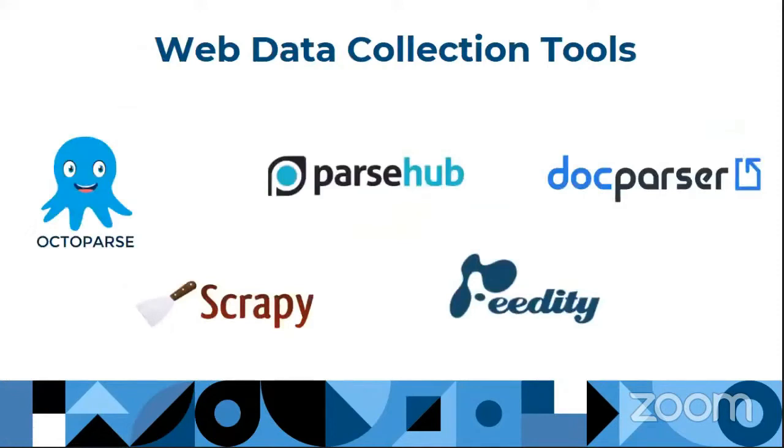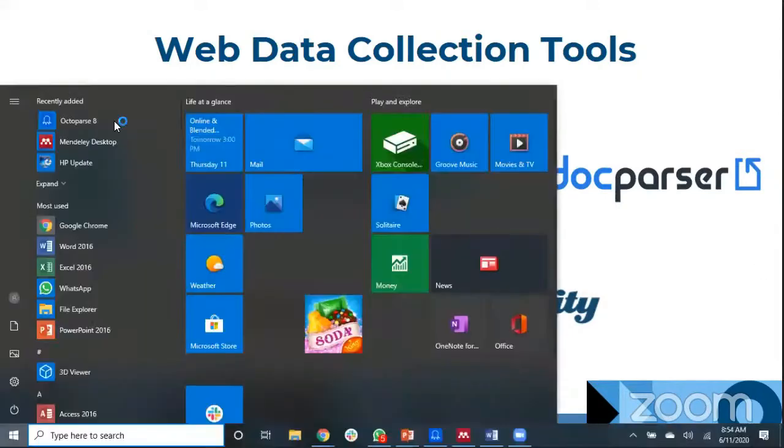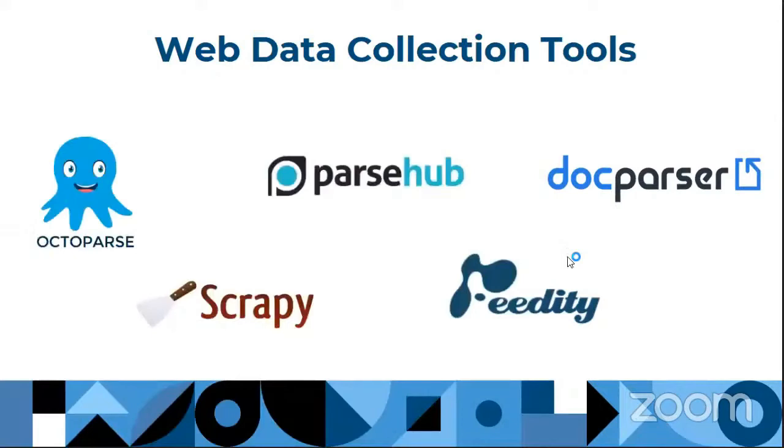The next thing for you is the web data collection tool. If somebody is interested in web mining, and if you want to do web scraping, if you want to collect information from different websites, you can go for Octoparse, ParseHub, DocParser. These are different tools which help you in collecting information from websites. I have installed Octoparse, yeah, here you go. So let me give you a simple example of Octoparse.